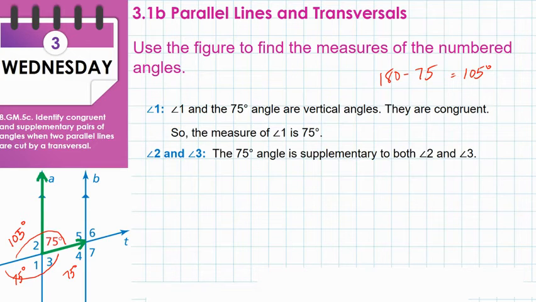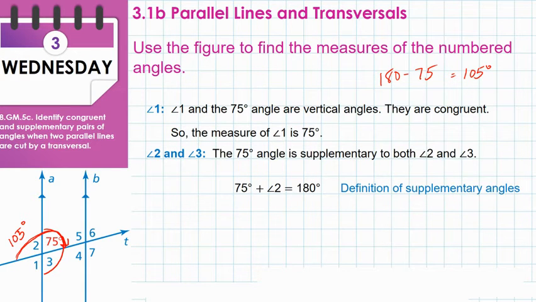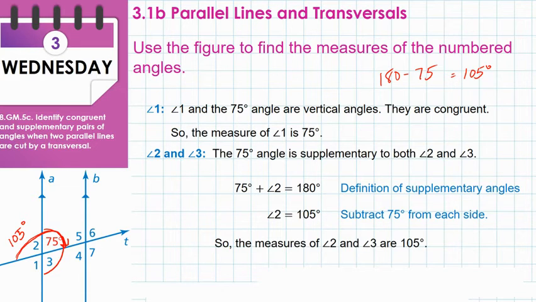Now let's check. It said angle 2 and angle 3 are both supplementary to the 75-degree angle, and that is true. If we look at it from this perspective, they are both on two separate vertical lines, which makes both of these angles supplementary. By the definition of a supplementary angle, angle 2 would have to be 105. So the measures of angles 2 and 3 are 105.